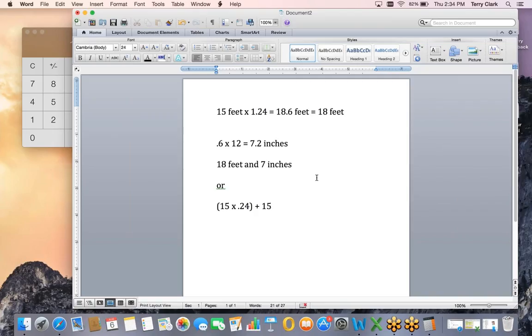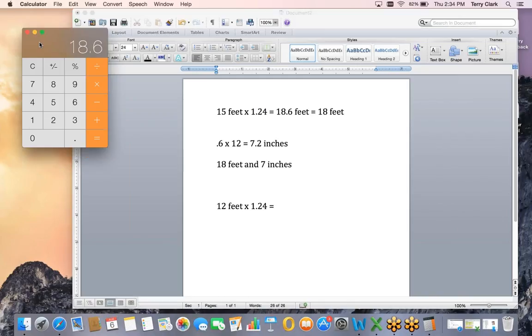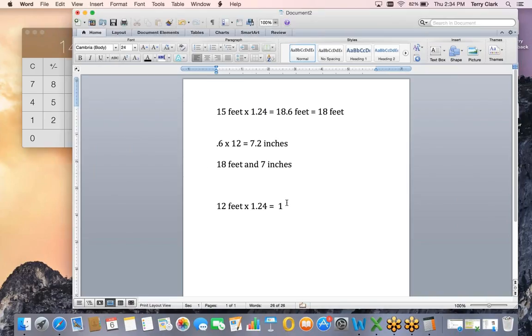I'm going to do one more of these just so everybody's got the hang of it. Let me take this off because you could do it either way, but I'm going to take 12 feet and I'm going to increase that by 1.24. So I'm going to take 12 and multiply by 1.24. And then that's going to give me 14.88 feet. Okay, that's not 14 feet and 8 inches.